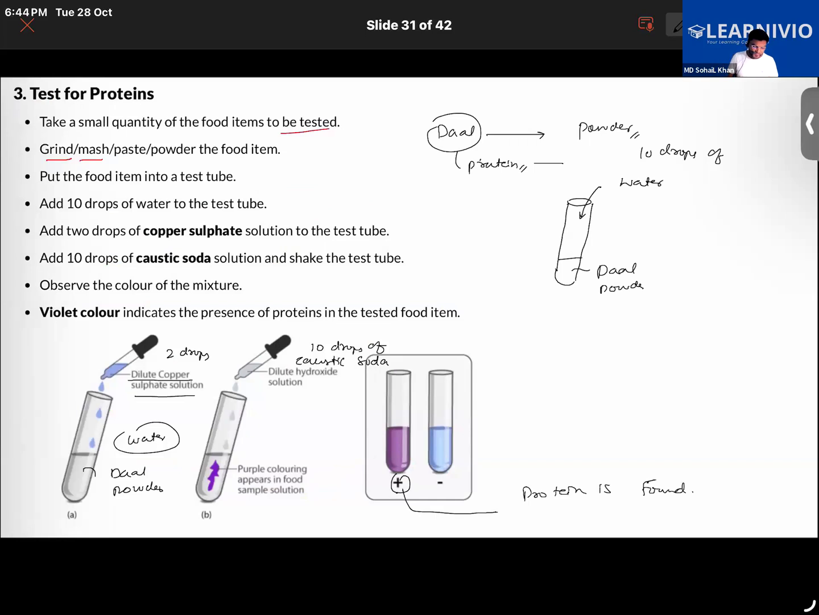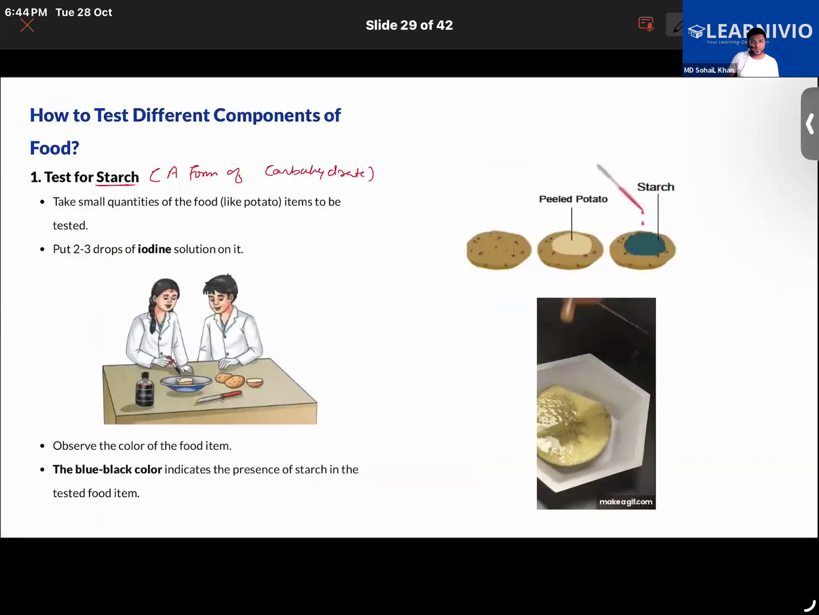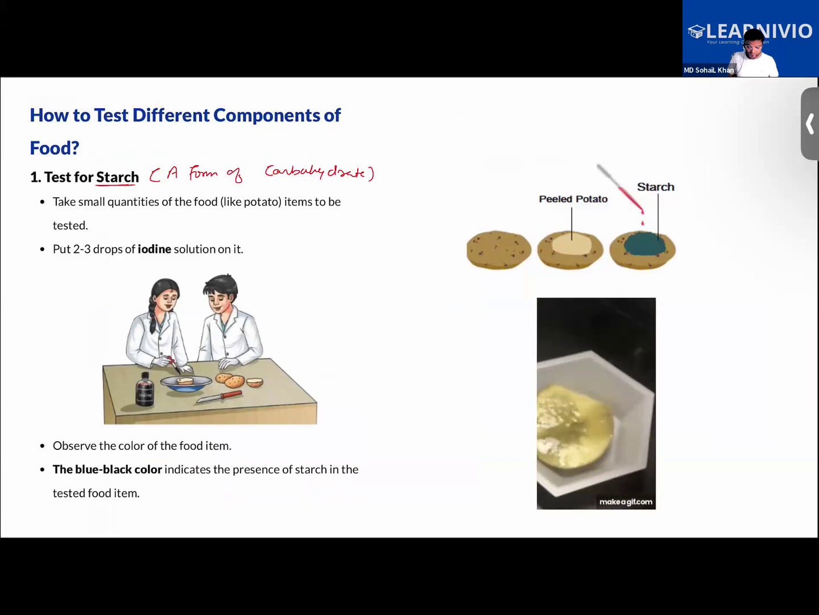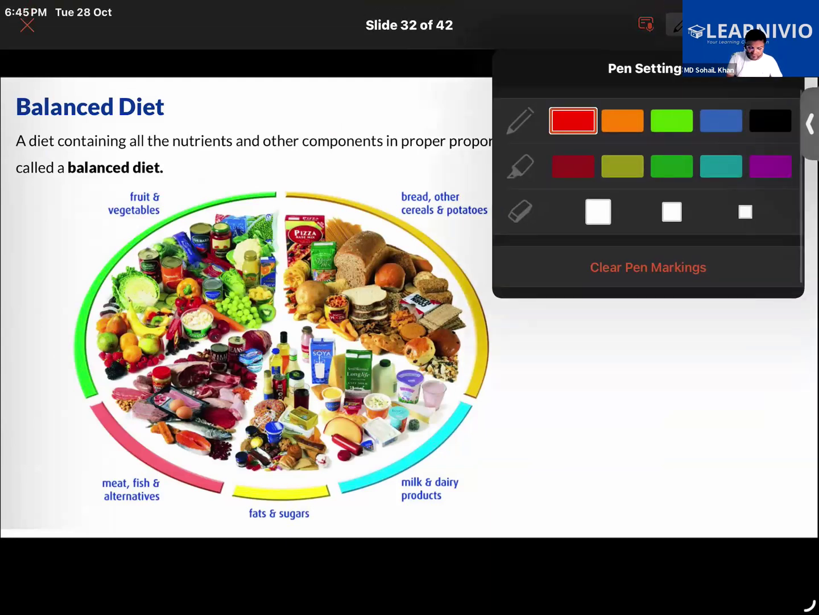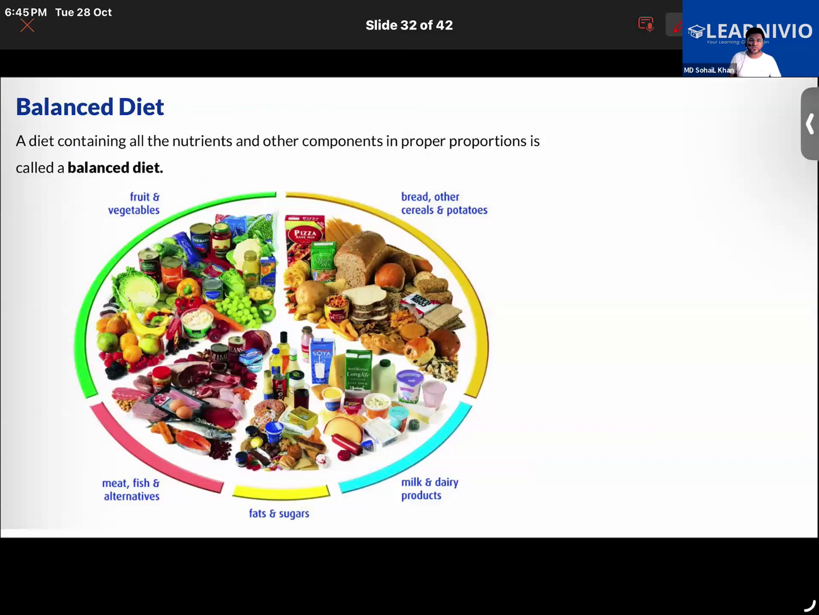So we just learned how we can check for the presence of different components in the food, namely carbohydrate, one of the forms of carbohydrate is starch, then about fats, and then we learned about protein also. Now let us understand what is a balanced diet and why we should consume a balanced diet. See, basically a balanced diet is a kind of diet that provides you all the necessary nutrients, whether it be proteins, carbohydrates, fats, vitamins, minerals, fiber, and water.